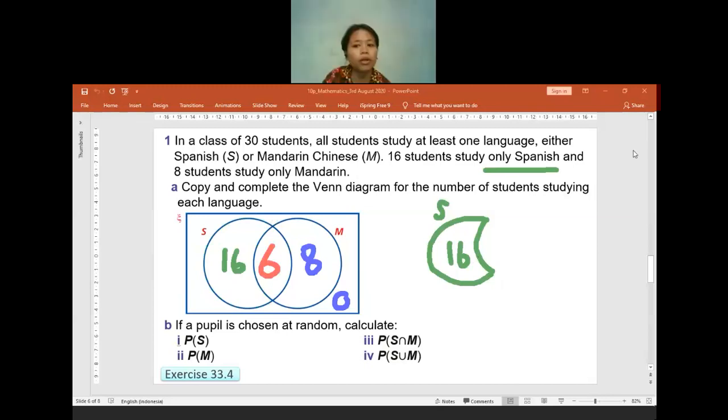Is there anyone who is confused so far on completing the Venn diagram? Or maybe I talk too fast? No? Okay, let us continue. For question B, if a student is chosen at random, calculate the probability of studying Spanish. How many students will be studying Spanish? Is it 16? 22? 30? I see many different answers in the chat box.